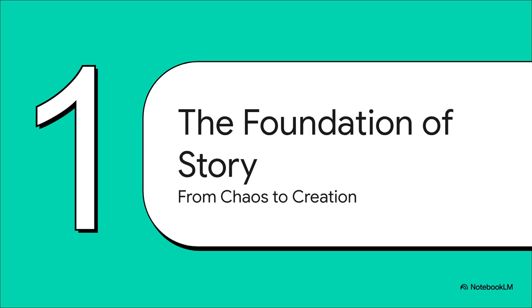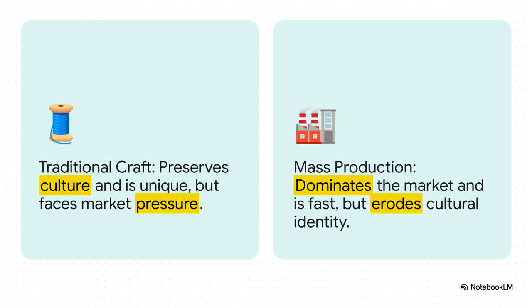Every great story, and really every significant change, always begins with a challenge. This first stage is all about understanding that initial conflict or friction. You could say it's the chaos that comes right before the creation. So here's a classic conflict that really sparks so many of these stories of change. On one side, you have traditional craft. It's rich with culture, but it's really struggling to survive. And on the other side, you've got mass production. Super efficient, totally dominant, but often it comes at the cost of identity. This is that core friction we're talking about.